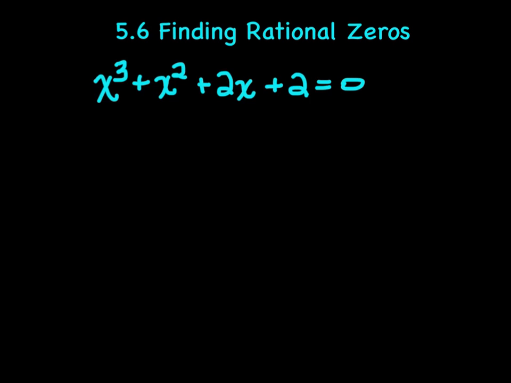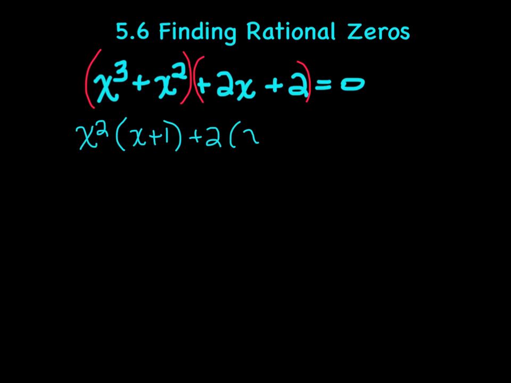Okay, so 5.6, finding rational zeros. If I were to give you something like you see here, obviously a polynomial with degree 3, to find these zeros, my first thought would be to factor, and I see that I could potentially group this. I'm going to take out an x squared, leaving me x plus 1. And I'm going to take out a 2, leaving me x plus 1. And I have a factor of x plus 1, and I have a factor of x squared plus 2.